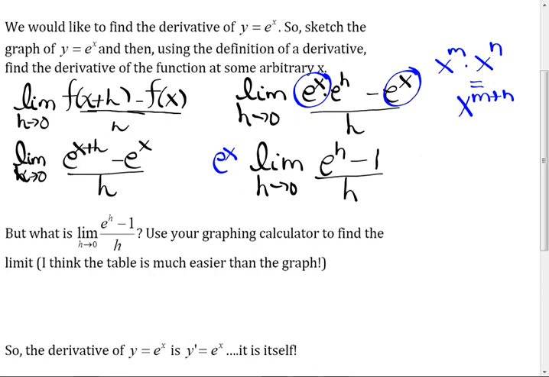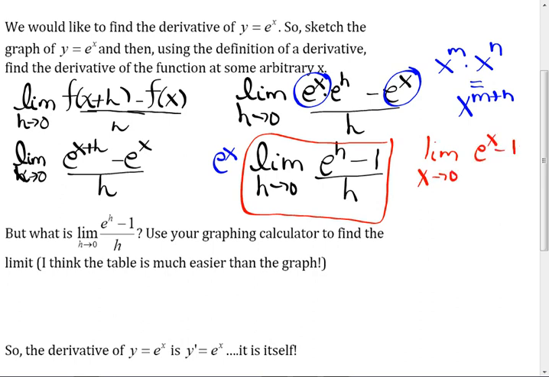I factored out e to the x, I cover it up, and I get e to the h minus 1 over h as best I can. And then you say, well, what is that? Well, I'm going to graph this on my graphing calculator. Variables are dummy variables. I don't care what you call them. It could be a z, a star. On my graphing calculator, I'm going to graph this. I want the limit as x goes to 0 of e to the x minus 1 over x.